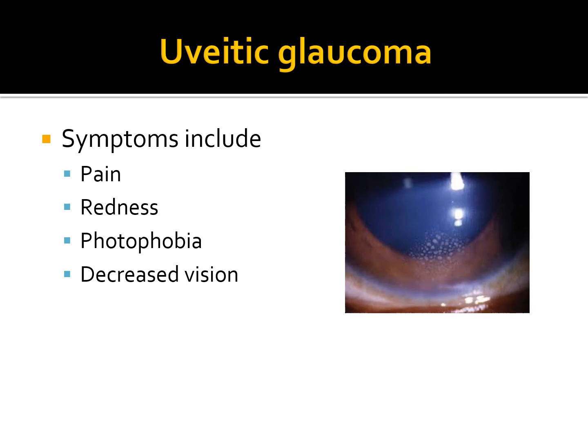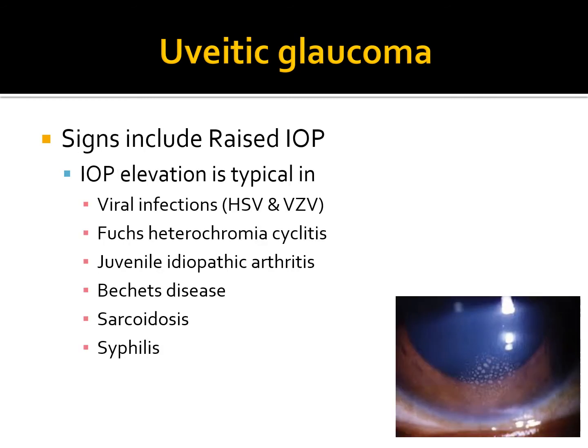Symptoms: pain, redness, photophobia, decreased vision. Now, again, if the pressure's rocketing up, and if they've got a truly granulomatous type of presentation in the anterior chamber, you're probably going to want to refer. You wouldn't want to be treating that in the community anyway.